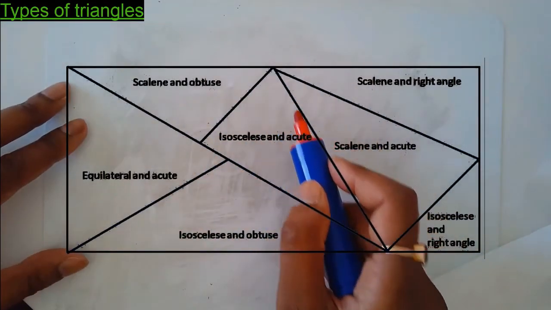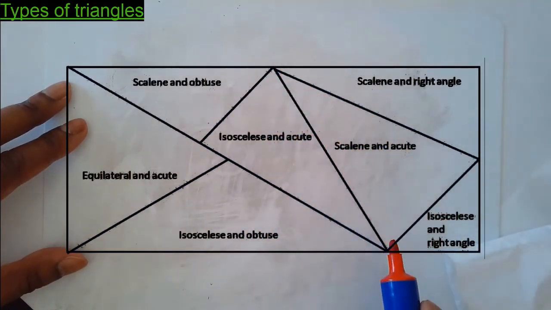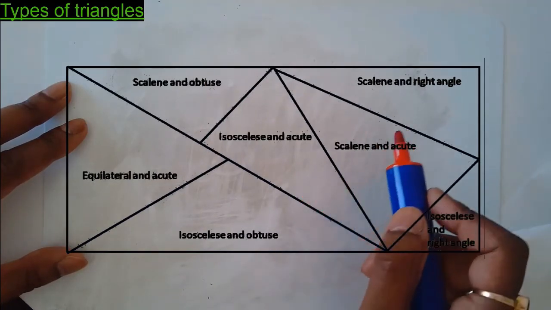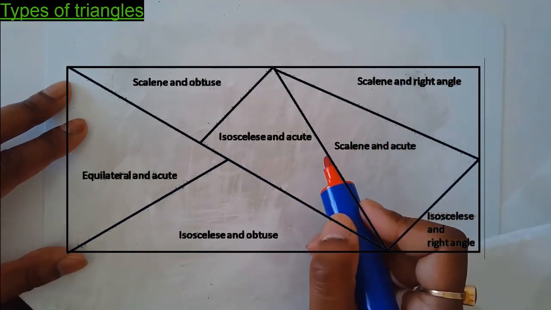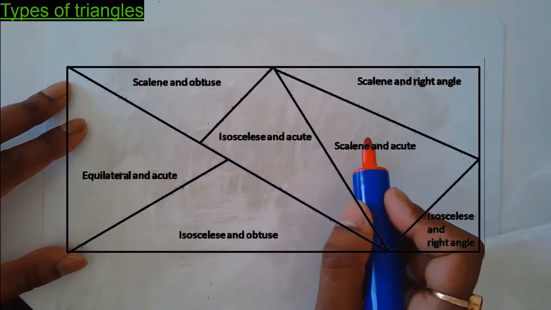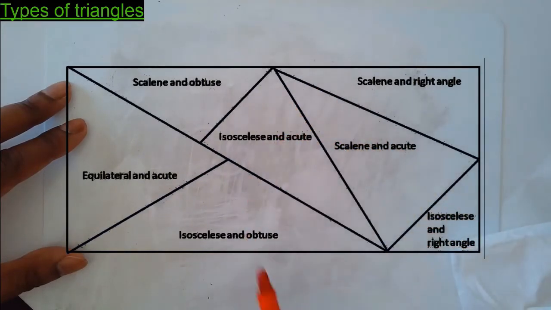Right, this one over here, I'm going to call a scalene triangle. All three sides are different. It kind of looks the same. These two sides kind of look the same, but they are slightly different. All three sides are different, and it's acute because all three angles are less than 90 degrees.